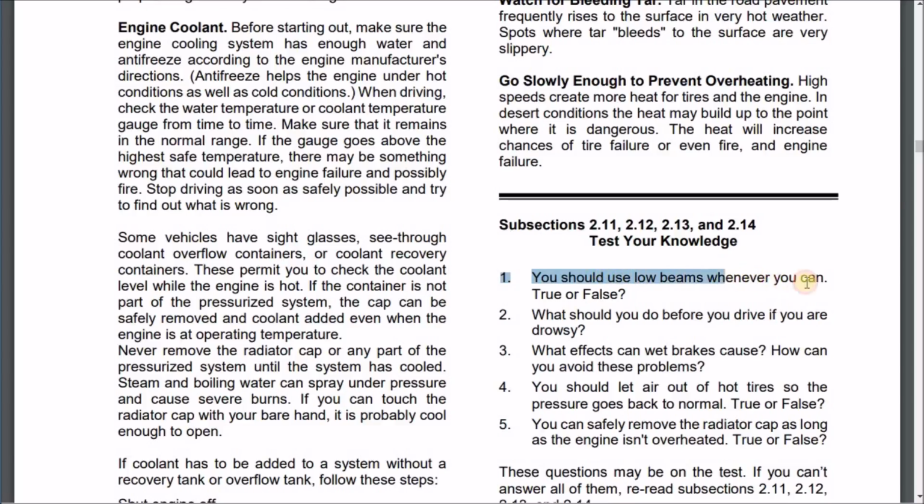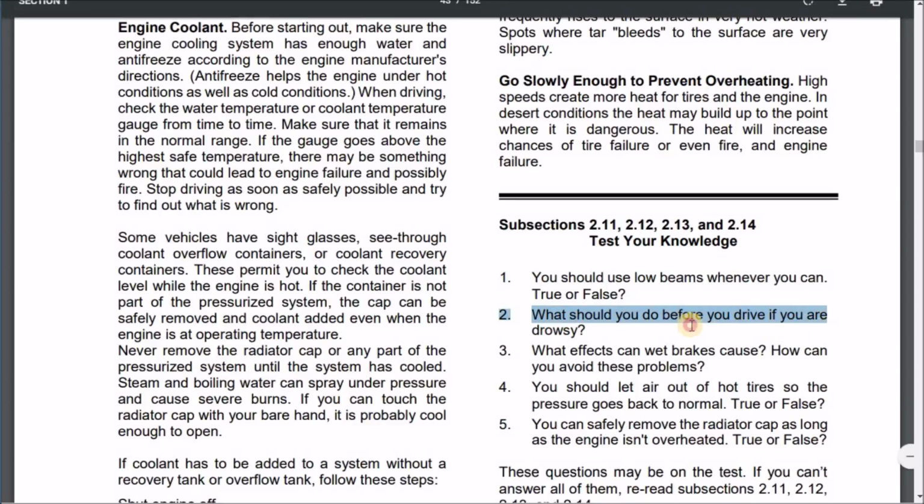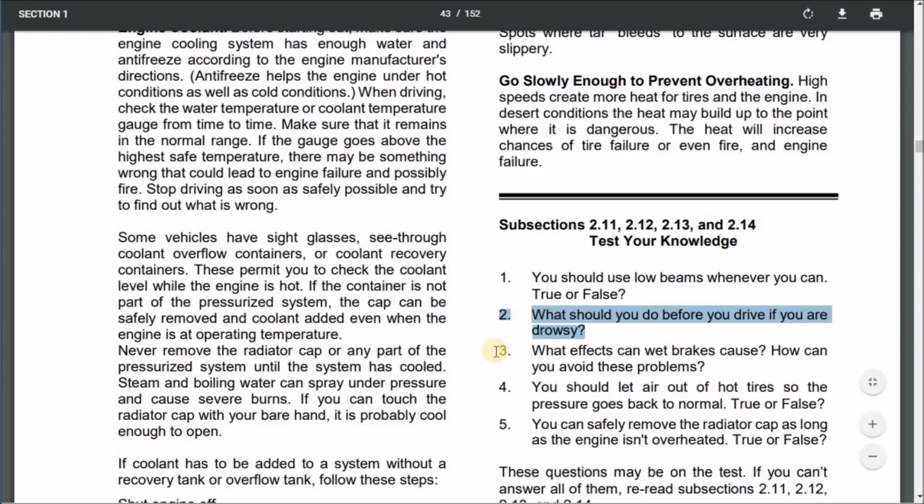You should use low beams whenever you can. True or false? Number 2. What should you do before you drive if you are drowsy? Number 3. What effects can wet brakes cause? How can you avoid these problems? Number 4. You should let air out of hot air tires so the pressure goes back to normal.